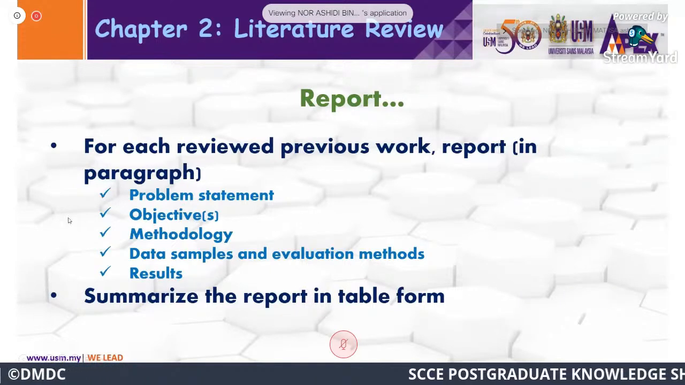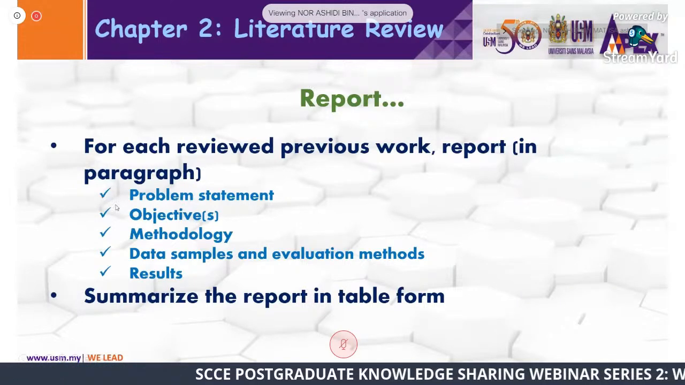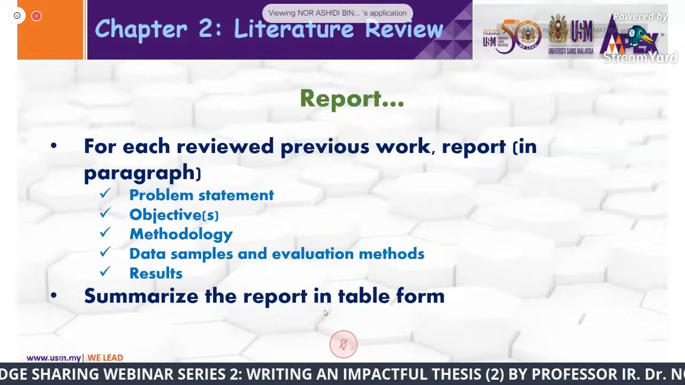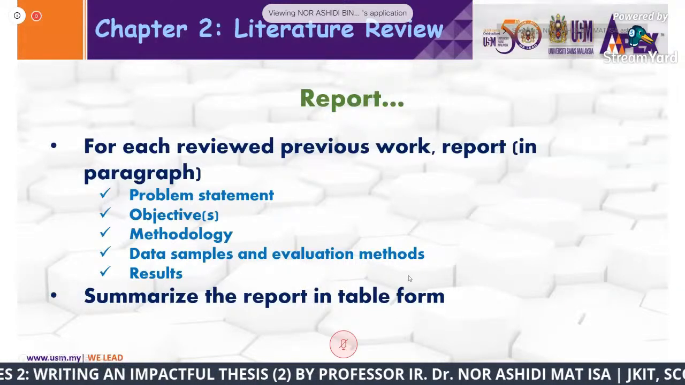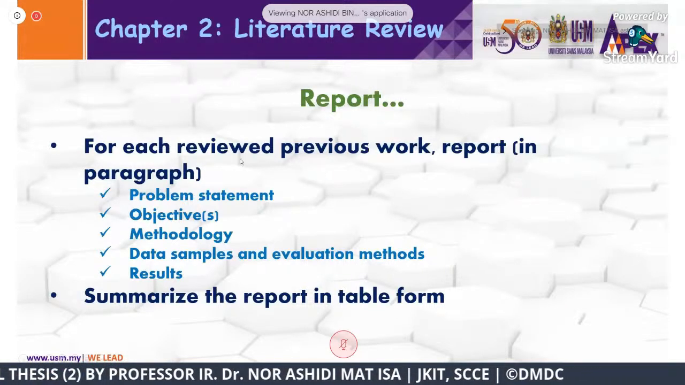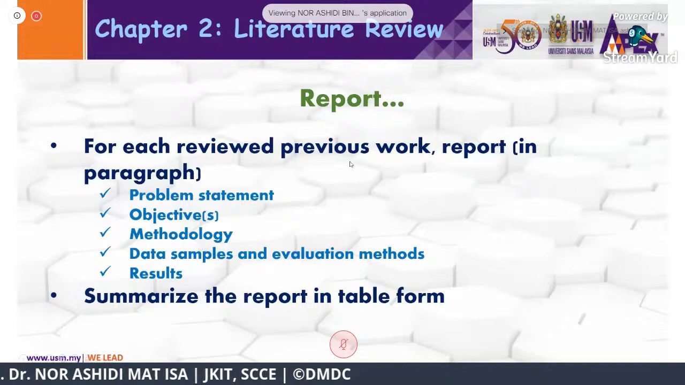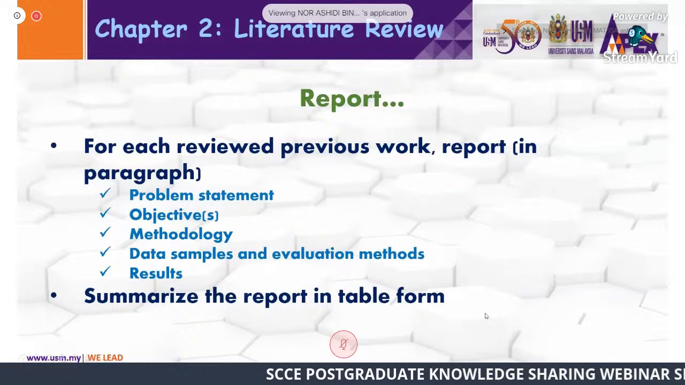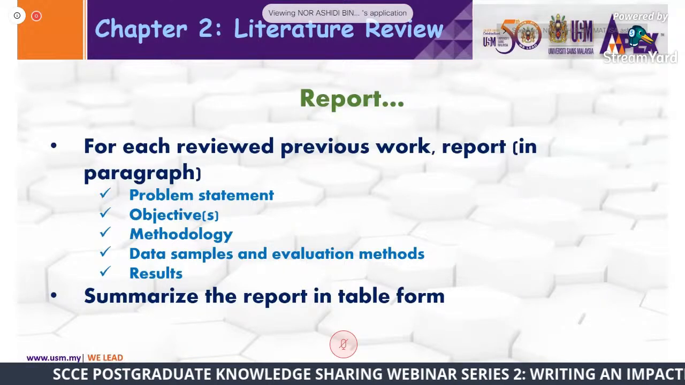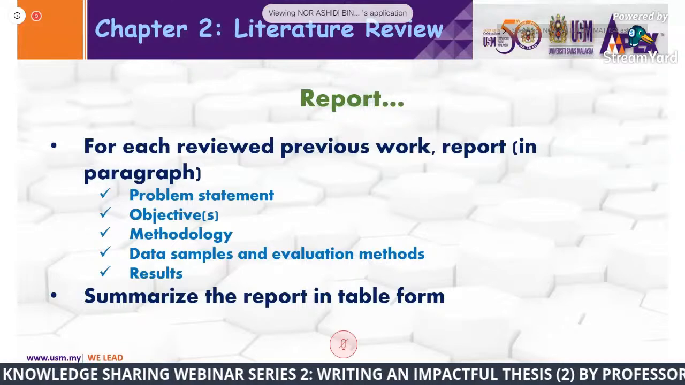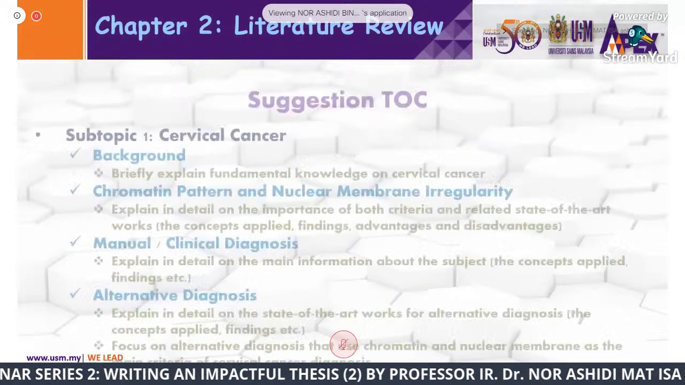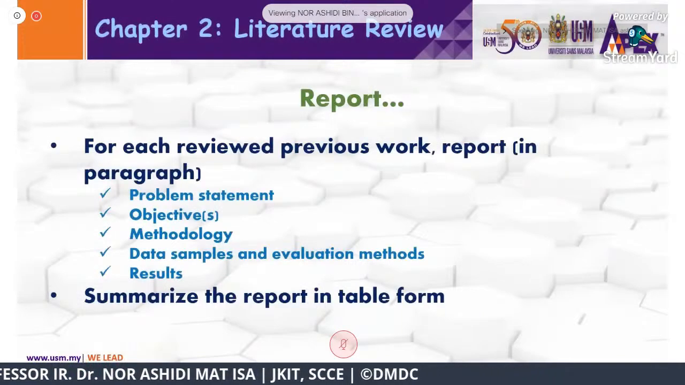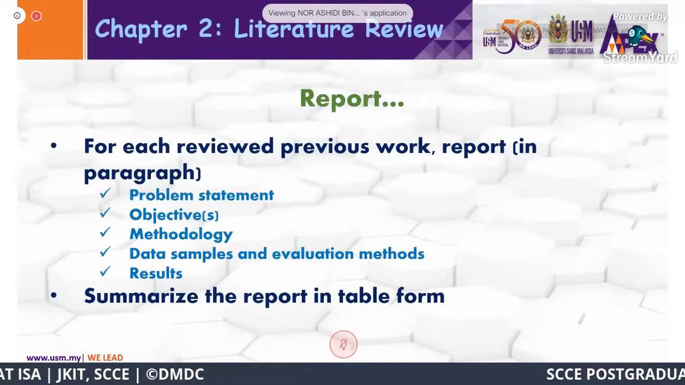Okay, so when you do the literature review, you need to identify all of these elements, and then after that you summarize the report in table form. After you have the report, the information for all previous work, then summarize them in table form. It's easy for the reader or the examiner to observe the difference from one work to another. Now, because of these reports, I continue with my TOC.